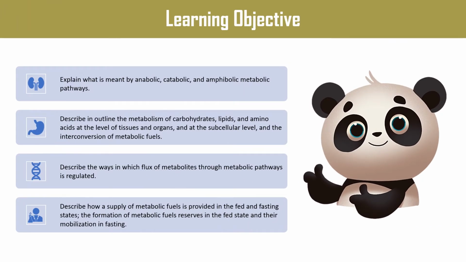The learning objective for today's video is to explain what is meant by anabolic, catabolic, and amphibolic metabolic pathways. We're going to look at the outline of metabolism of carbohydrates, lipids, and amino acids at the level of tissue and organ and at the subcellular level. Then we're going to describe the ways in which flux of metabolites through metabolic pathways is regulated, and describe how a supply of metabolic fuels is provided in the fed and fasting state. Let's begin.